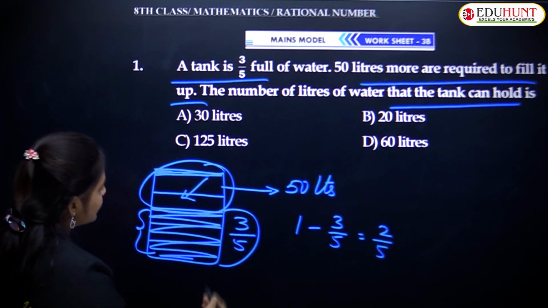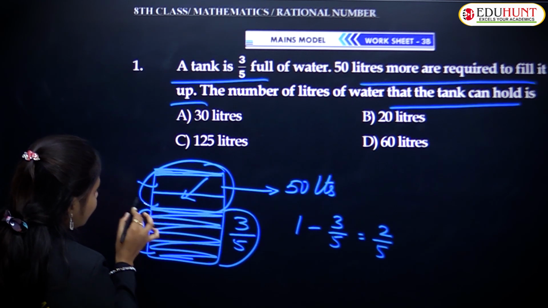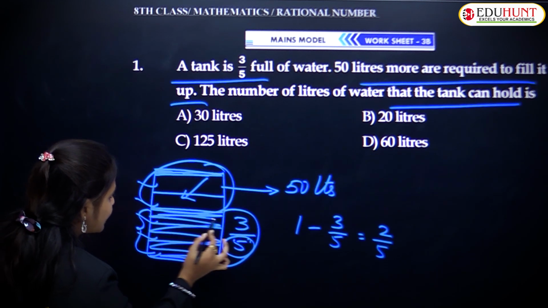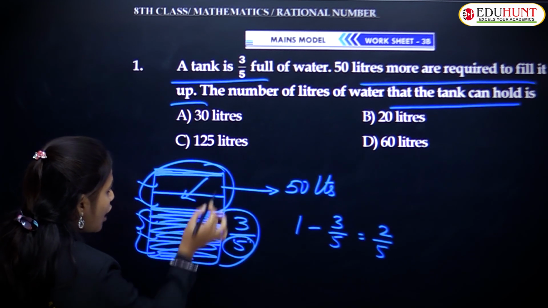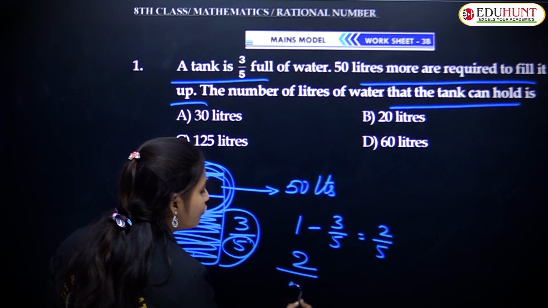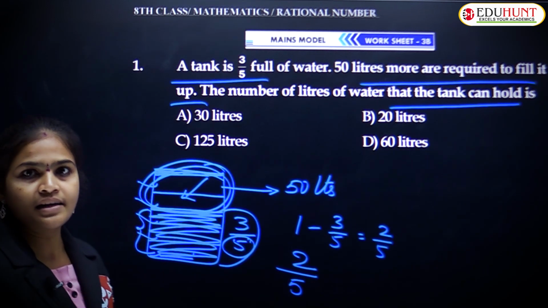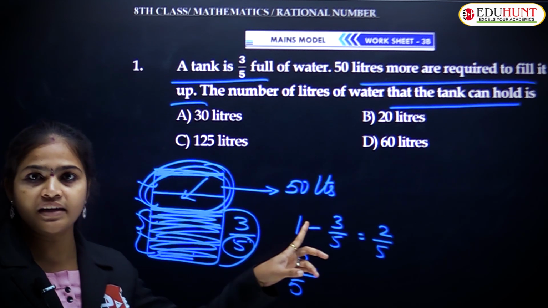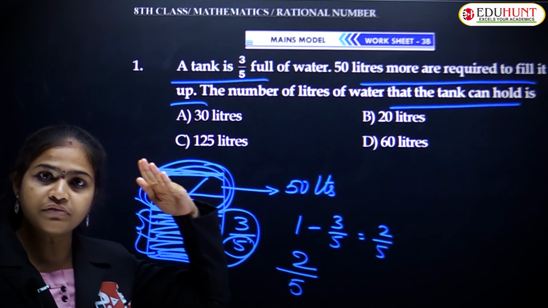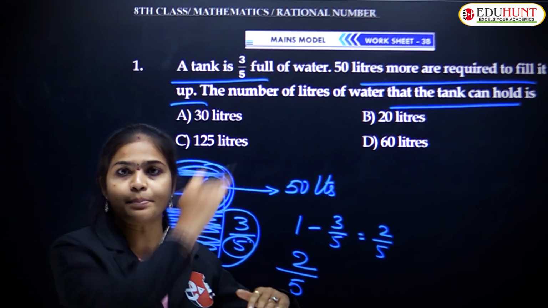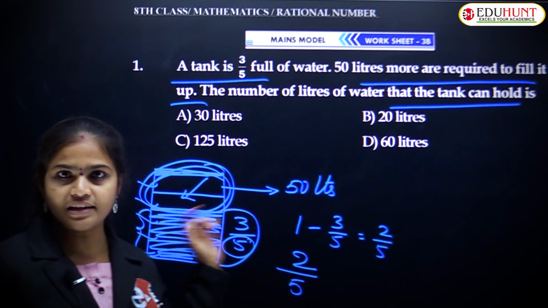Or else by seeing this one also we can say that it is totally divided into 5 equal parts. Out of 5 equal parts, 3 parts are filled. So how many parts are empty here? 2 parts are empty out of 5 parts. Understand? So the leftover 2/5 part of the tank is empty. So the 2/5 part of the empty tank requires 50 liters of water to fill it up. Understand? So that is the question.